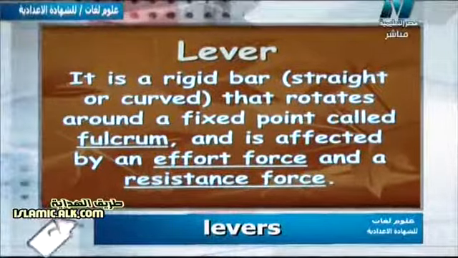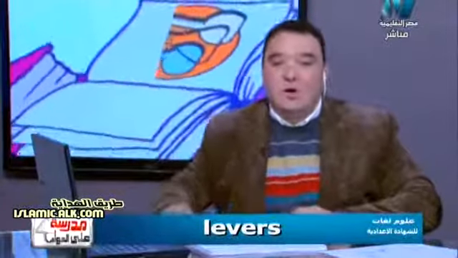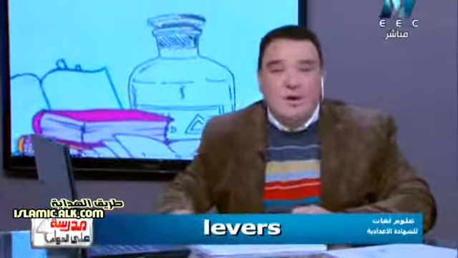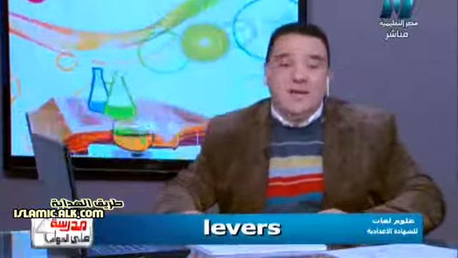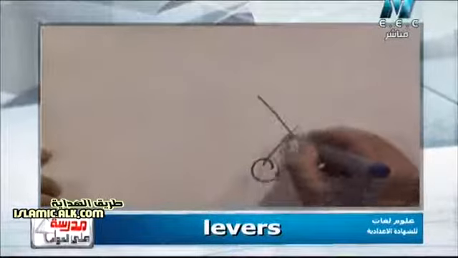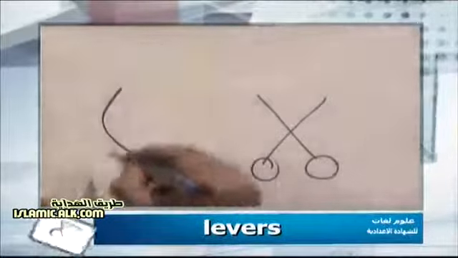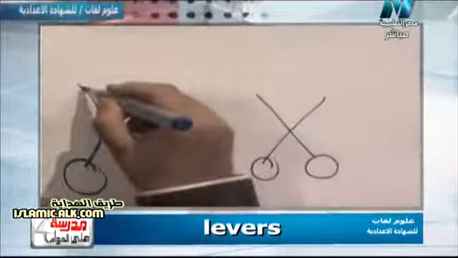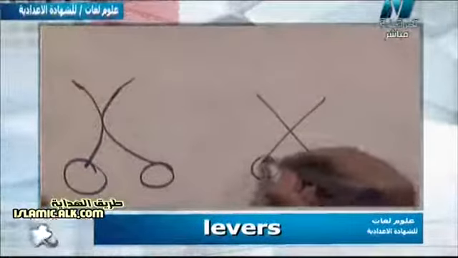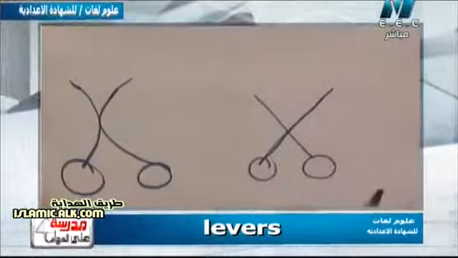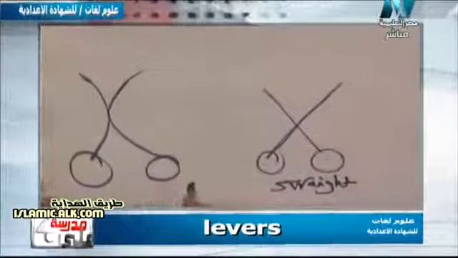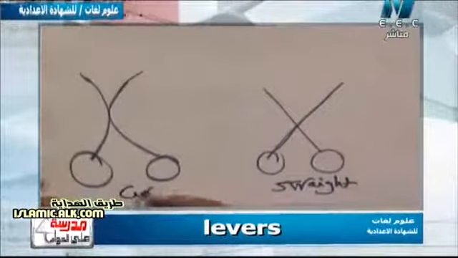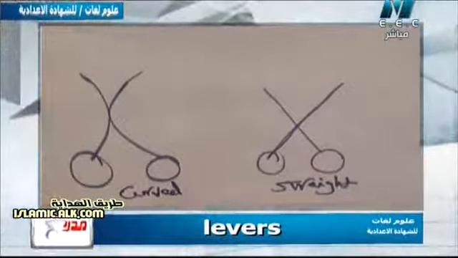So let me explain this definition by drawing a simple lever or a simple machine that we see and use every day in our lives, which is the scissors. Let's notice what about scissors and why a scissor is a lever. A scissor is like that, or maybe like that. What is the difference between each one of them? In this scissor, the bar is straight, but here it is curved.